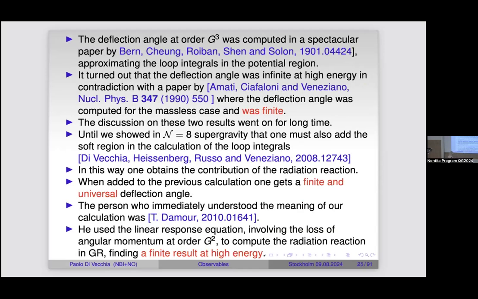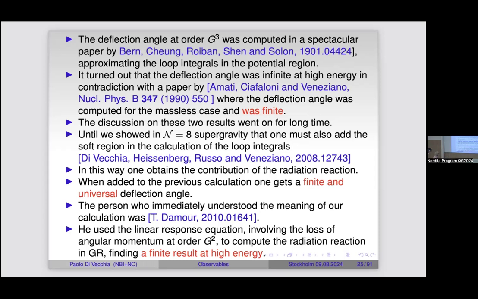And at this point, the deflection angle at order G cubed was computed in a spectacular paper by Bern and collaborators in January 2019. They computed the two-loop integrals, approximating the loop integral in what is called the potential region. So this is a particular approximation of the integrand of the loop that appears at two loops. But it turned out the deflection angle was infinite at high energy. If you take the expression computed in this paper, they get an infinite quantity when the energy goes to infinity.